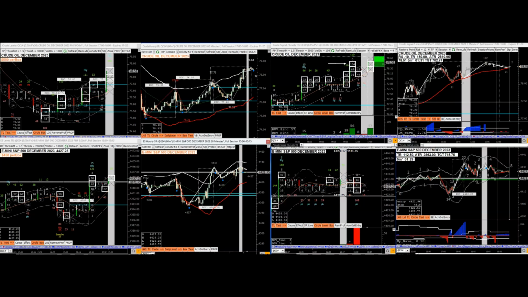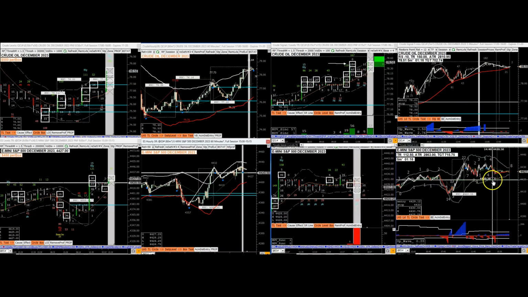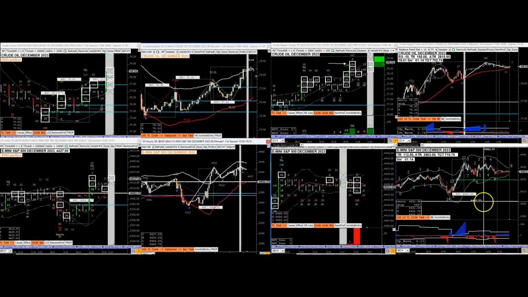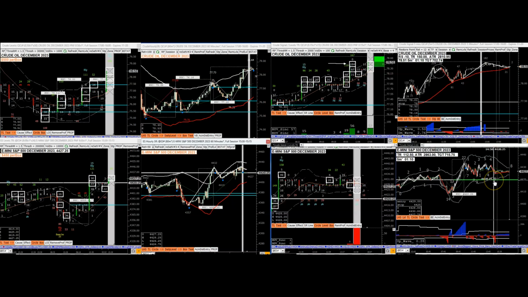I want to see what's going on here, because this area is where the buyers may jump in. That 44.20.25 right there, 44.20.25. We'll see if they jump in or not. The market is so slow today, you can't figure it out. Like, it's just chop, chop, chop.